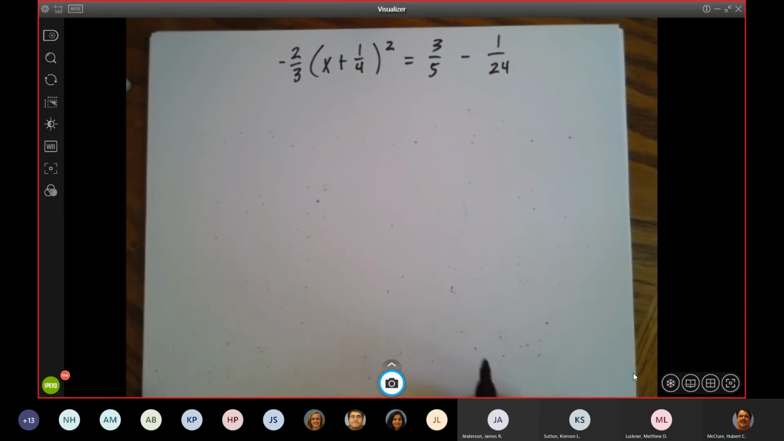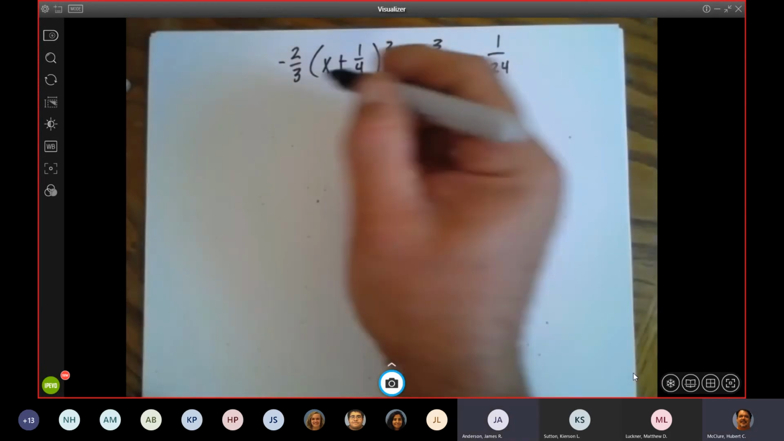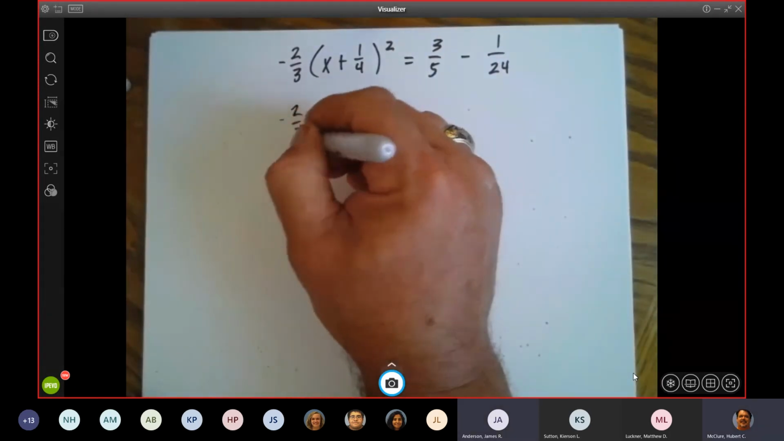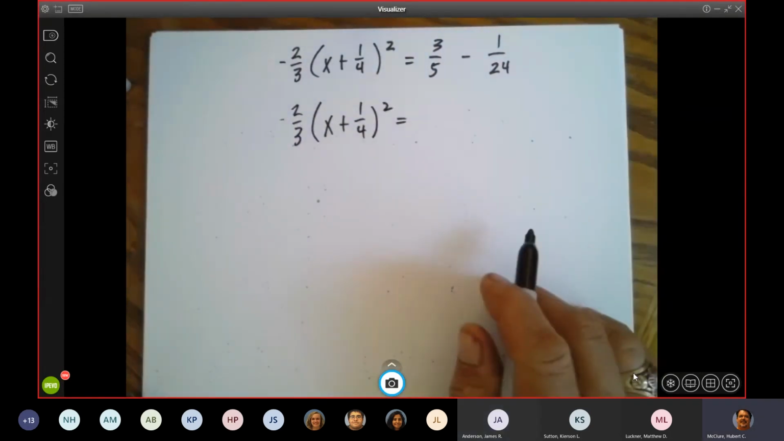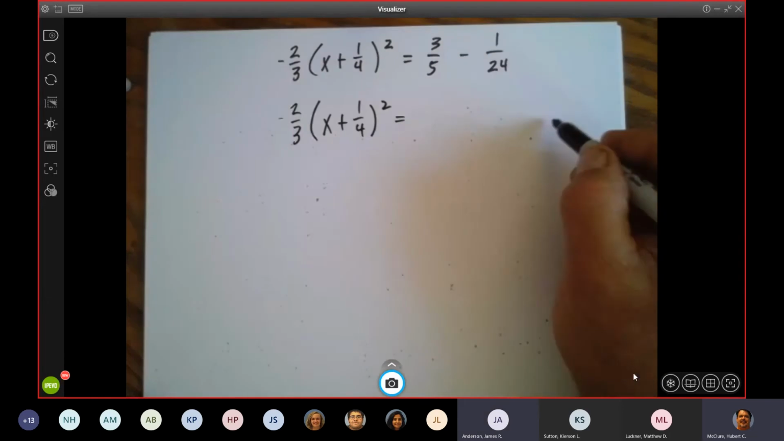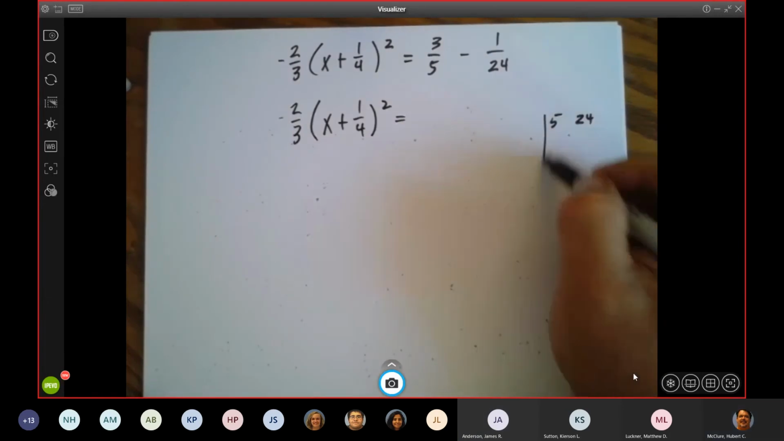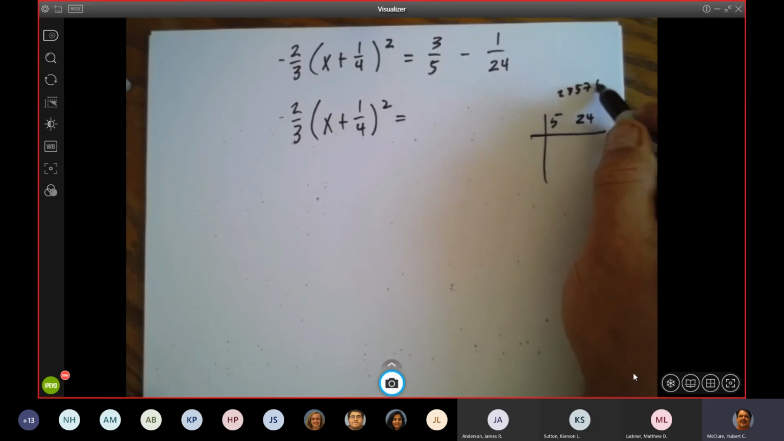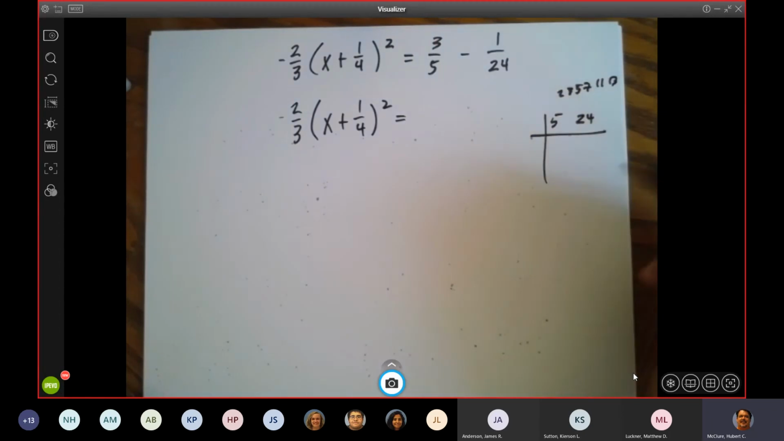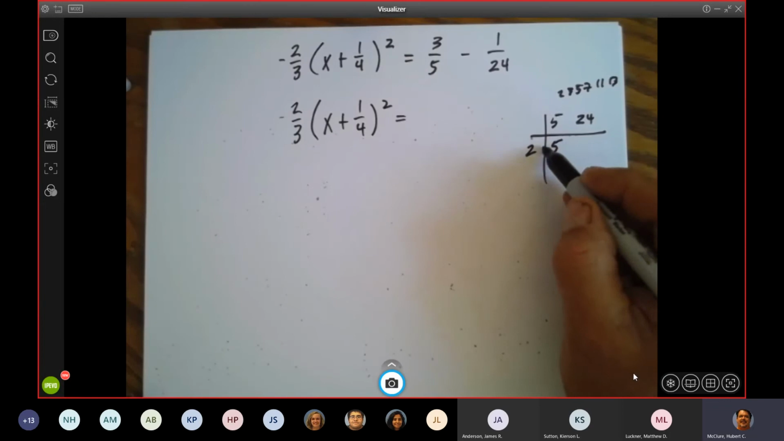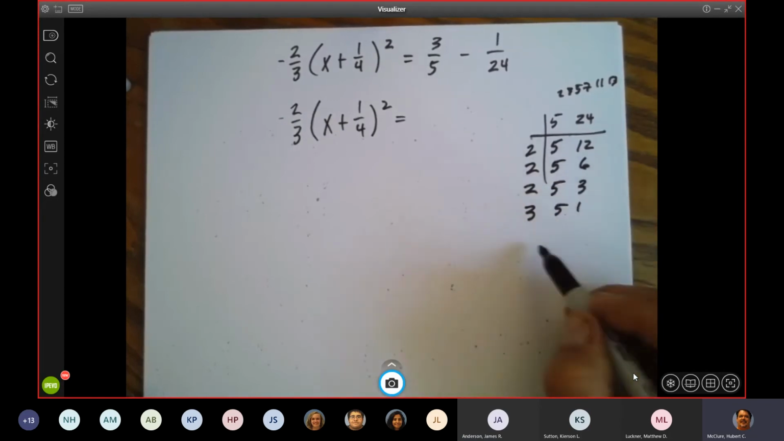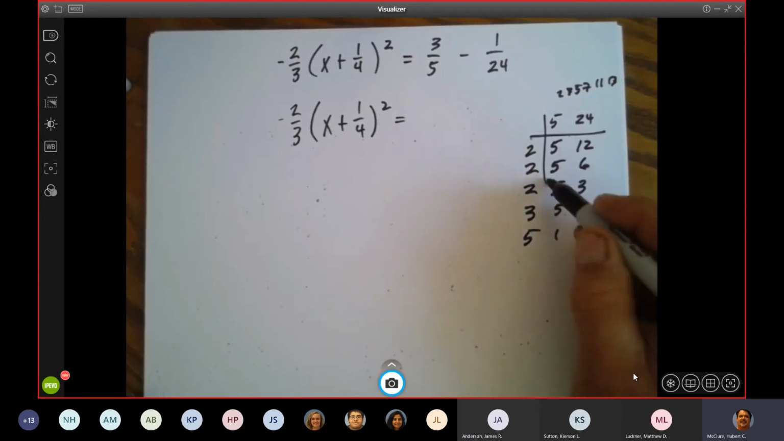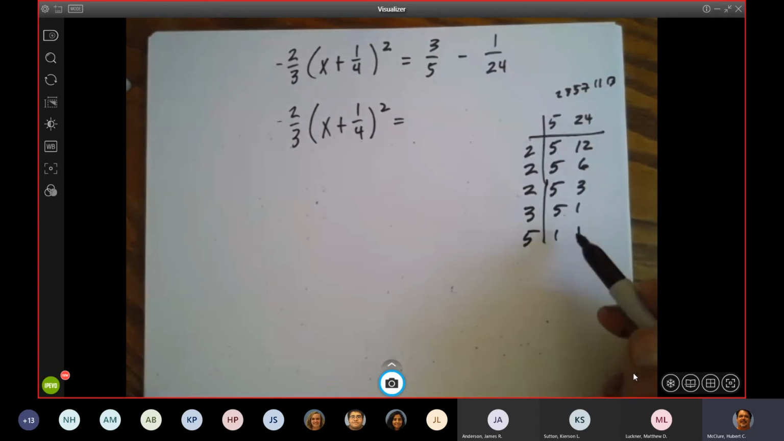Okay, so negative 2/3 x plus 1/4 is equal to, got to have a common denominator. So we'll go over here, 5 and 24. 2, 3, 5, 7, 11, and sometimes 13. So 2 will go in, won't go, that's 5, 12, 2, 5, 6, 2, 5, 3, 3, 5, 1, 5, 1, 1. I guarantee you somebody out there has never seen this before.